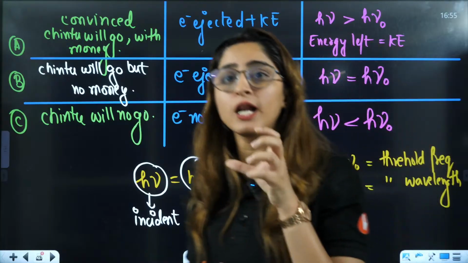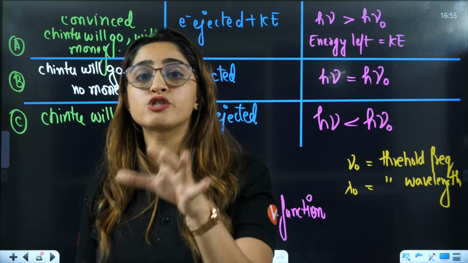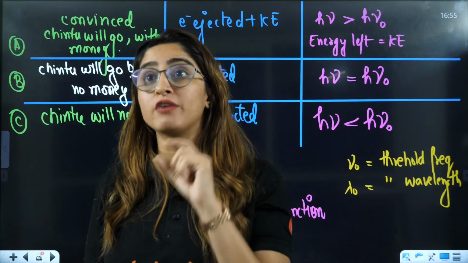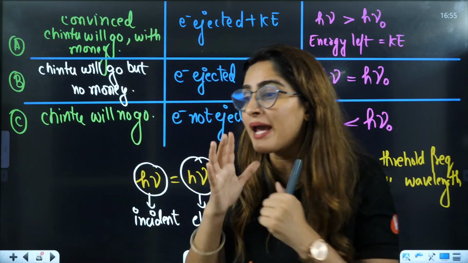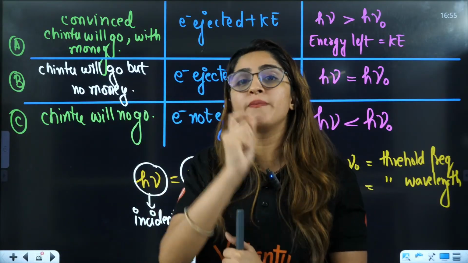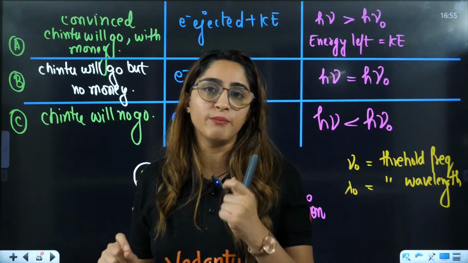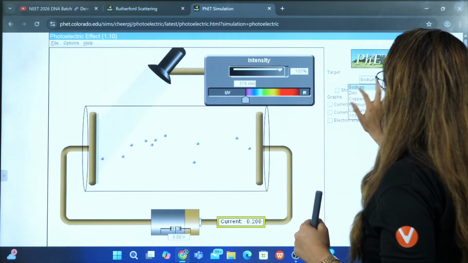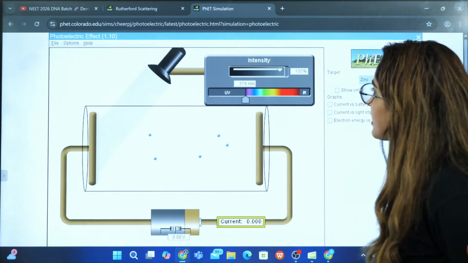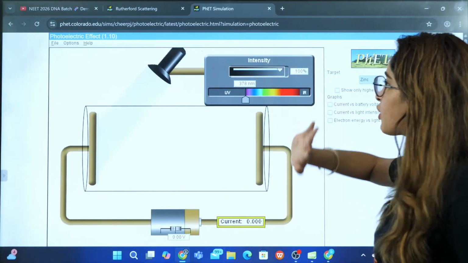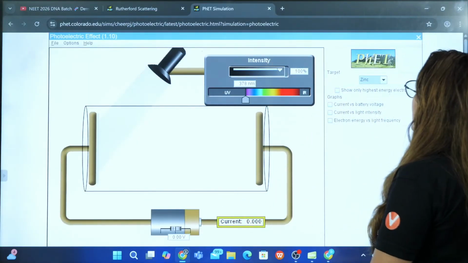Every metal plate, every atom has its own work function. Sodium will have different, copper will have different. Work function means the minimum energy required to eject the electron out of that metal will be different for every single metal. So now, ma'am, how can you say that we will change every metal? Let's say zinc. Can you see zinc? I have fixed the frequency. Frequency is fixed, intensity also fixed. Everything is fixed. Can you see?